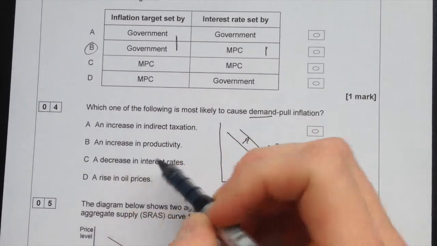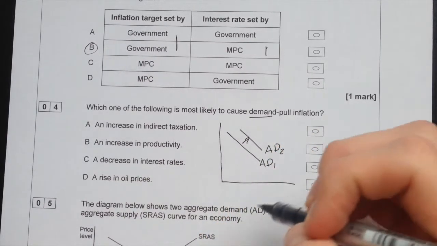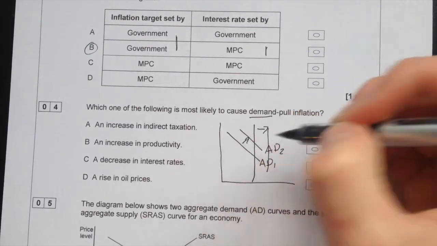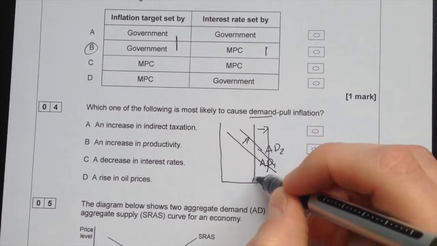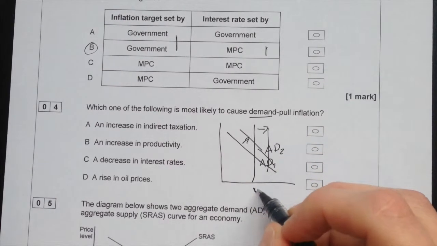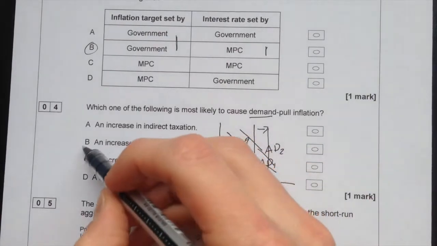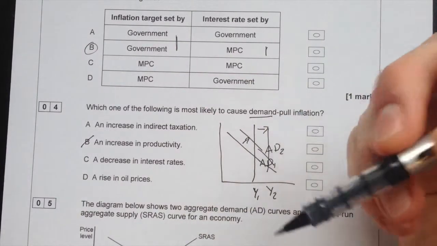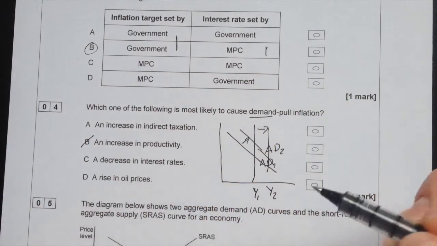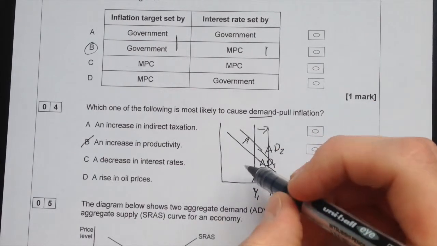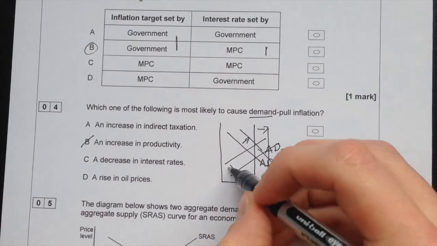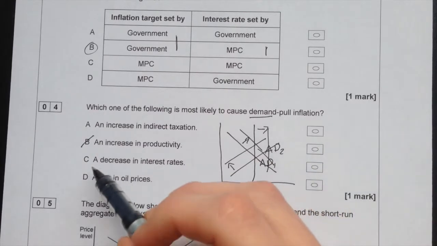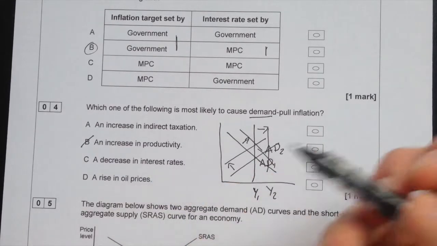So if we had B, which is an increase in productivity, that would be supply side. We'll be able to produce more. So that would be the LRAS curve shifting outwards, like this, saying that in our economy we can now produce more. We could have produced this initially, but now we can produce this. So it's not that one. If it was an increase in indirect taxation, that wouldn't have the effect either. A rise in oil prices, that will be SRAS. So that would be the SRAS curve shifting back, which would actually cause cost push inflation. So the only option it can be is C, which is a decrease in the interest rate.